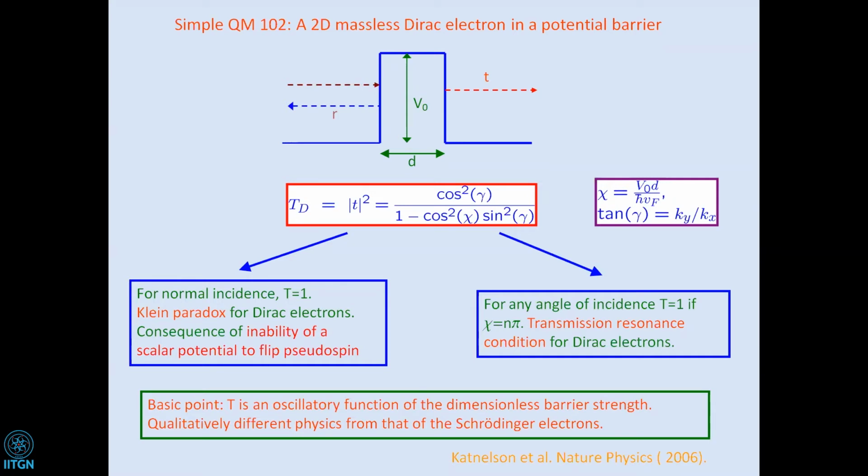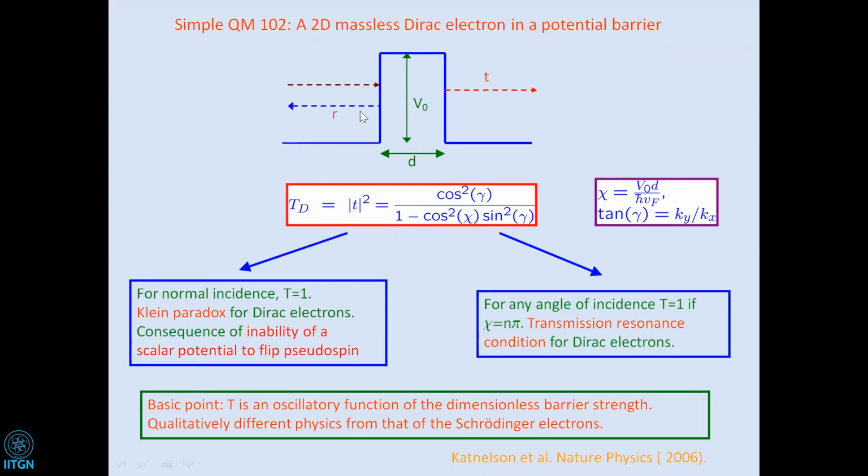So, is this point about transmission clear? Any questions? Sir, it is not clear to me why this flipping of pseudo spin is not possible only for normal incidence. I mean, why not in other kinds of incidence? We still would have the electron traveling in some direction, and there would be some pseudo spin associated with it. Would the barrier be able to flip that?